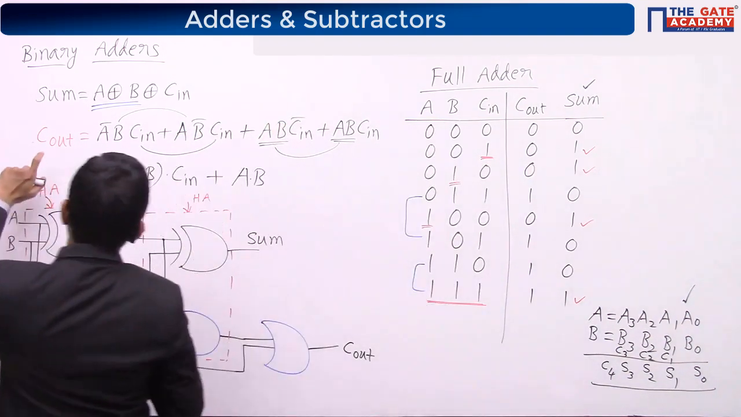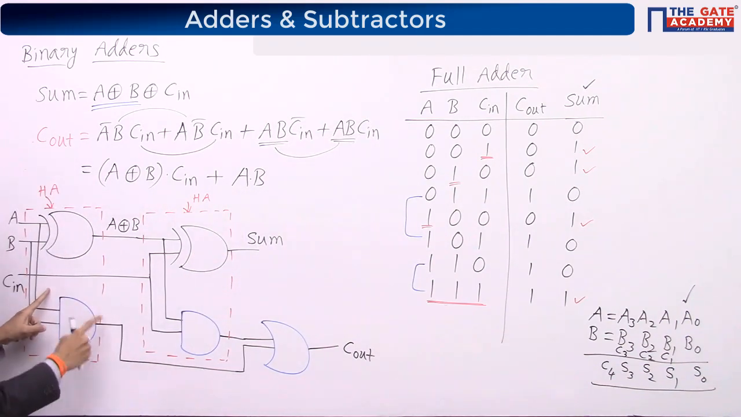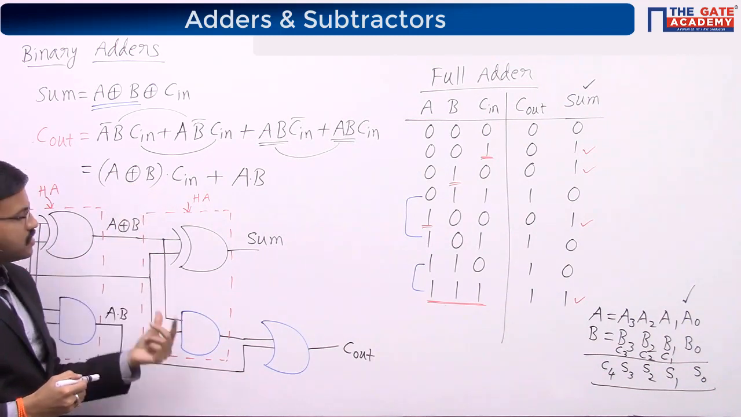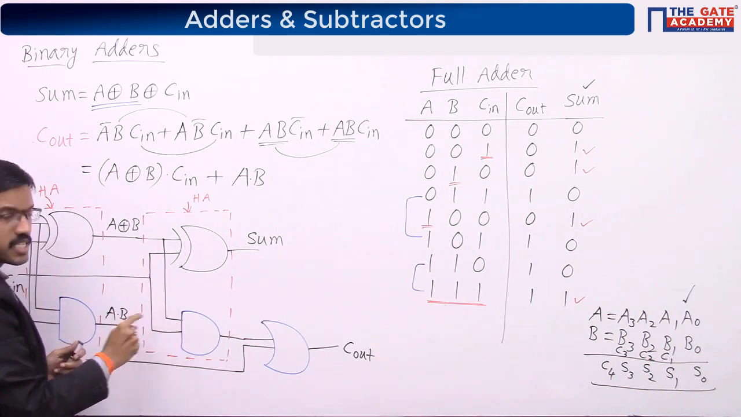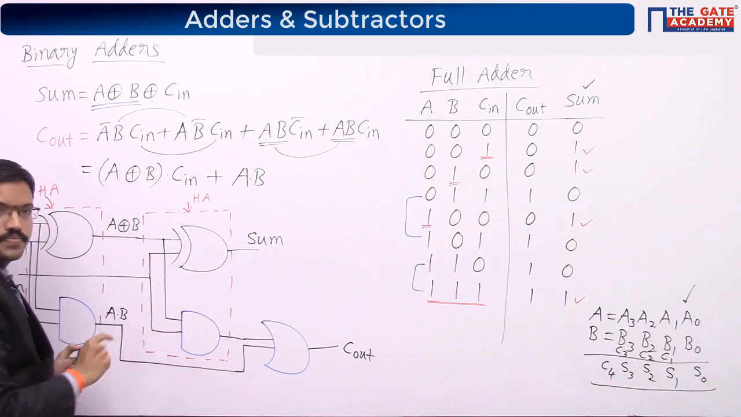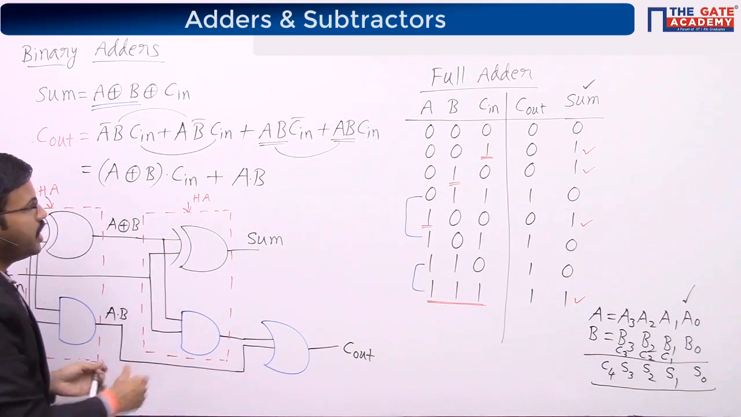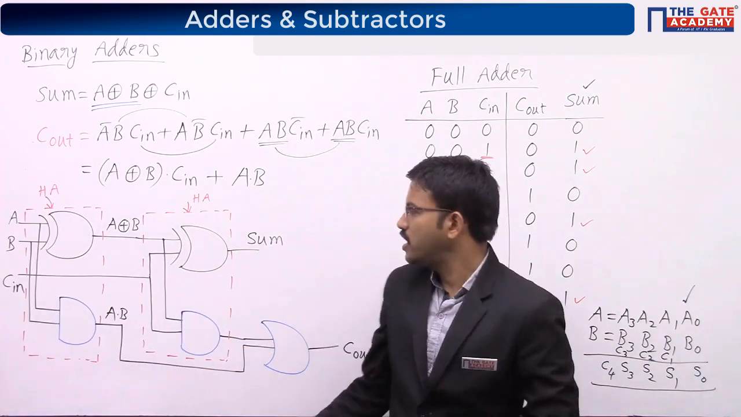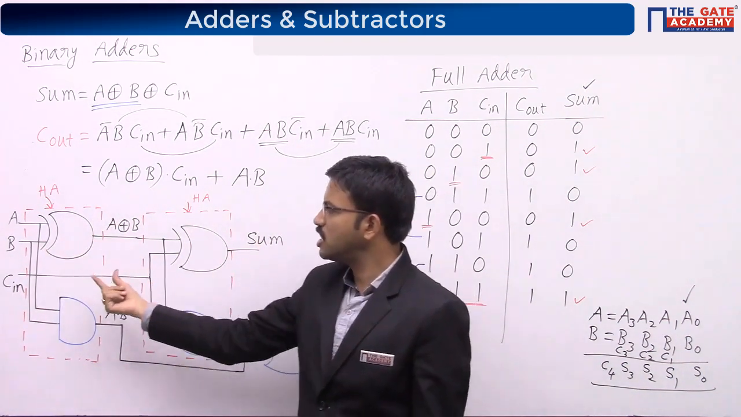Now observe the carry out expression. Here I am having A and B, so I am using one AND gate. Here inputs are A and B. So here I got A and B. Here we are having one more product term, so we require an AND gate. For this, one input is A XOR B, other input is Cin. So this term we got here. AB I got here. These two terms I have to give as input for an OR gate. So if you look at these dotted lines, this one also is nothing but one half adder.